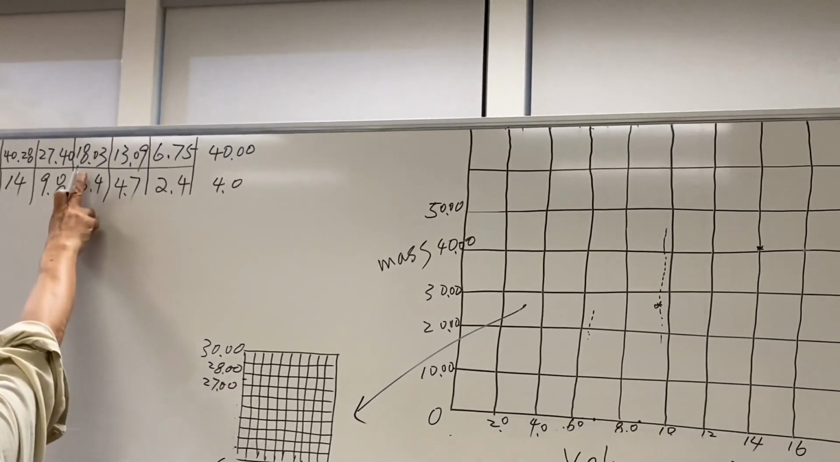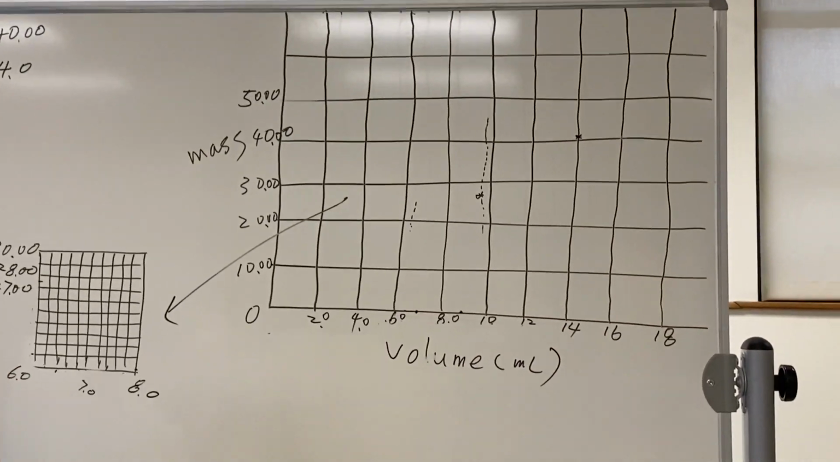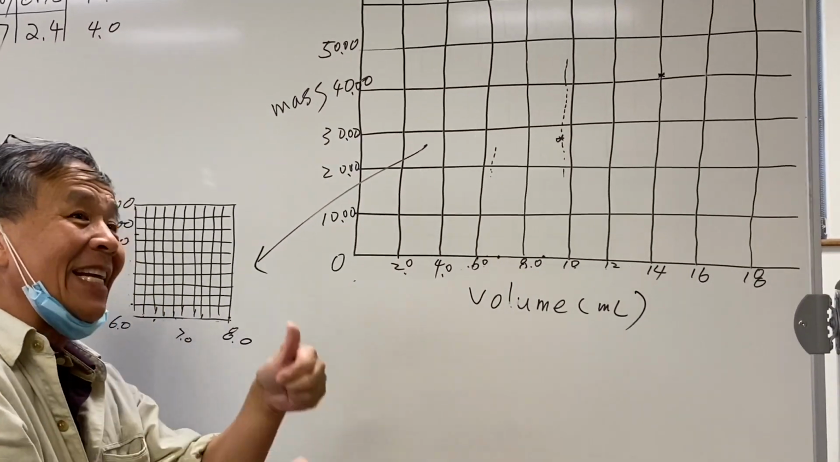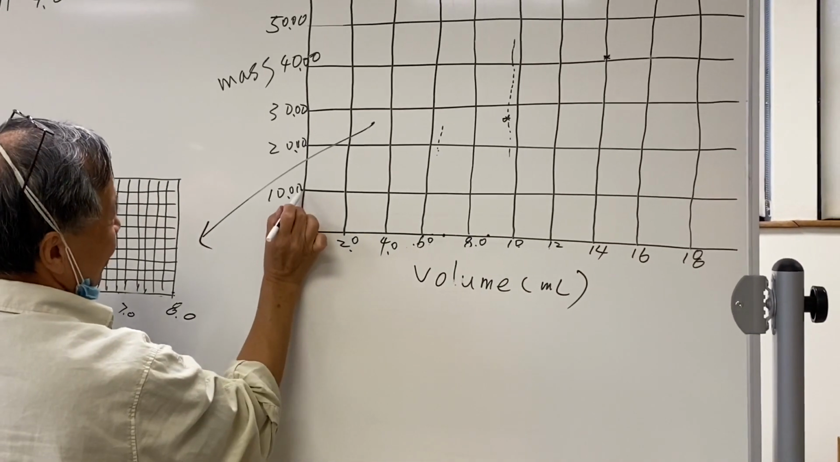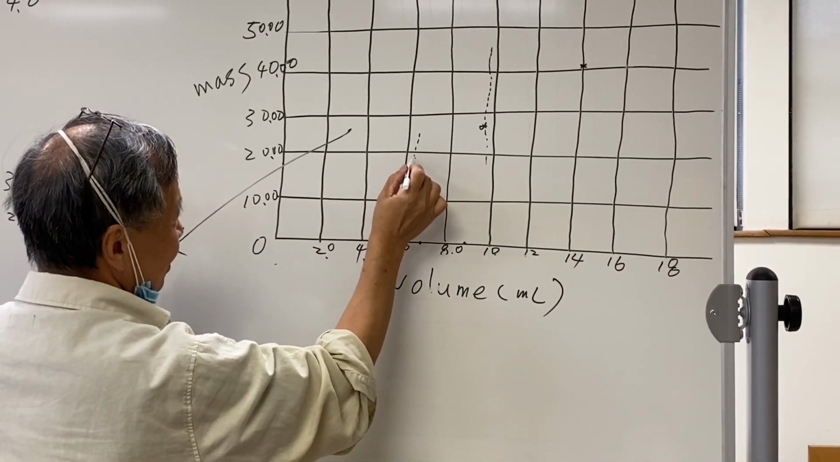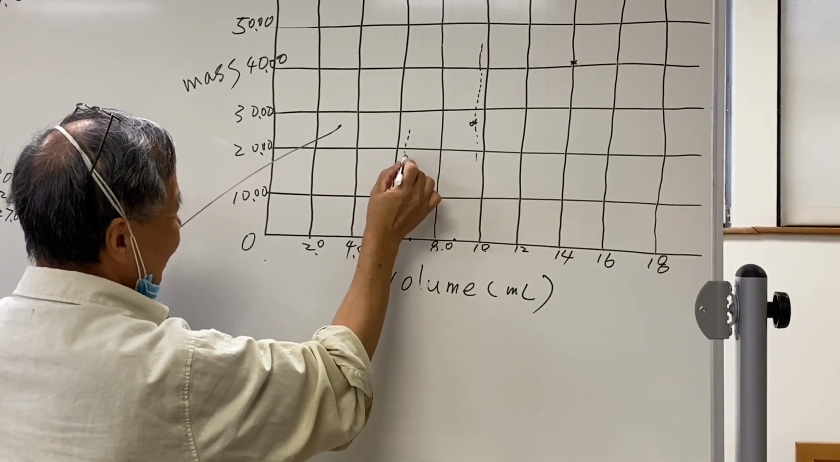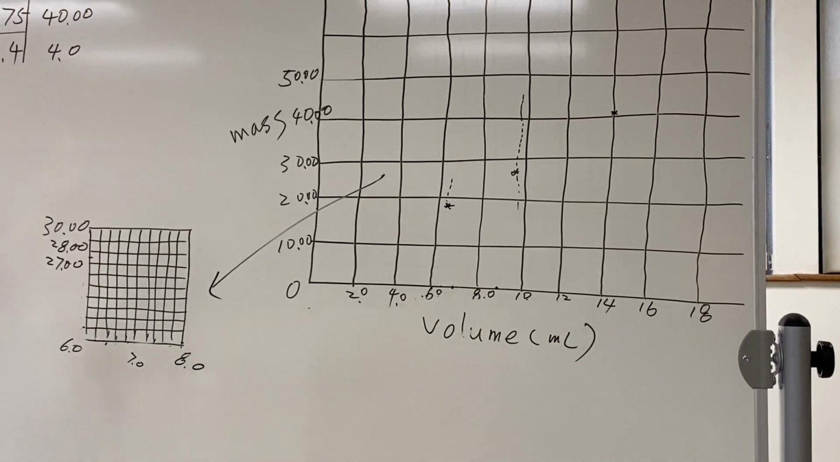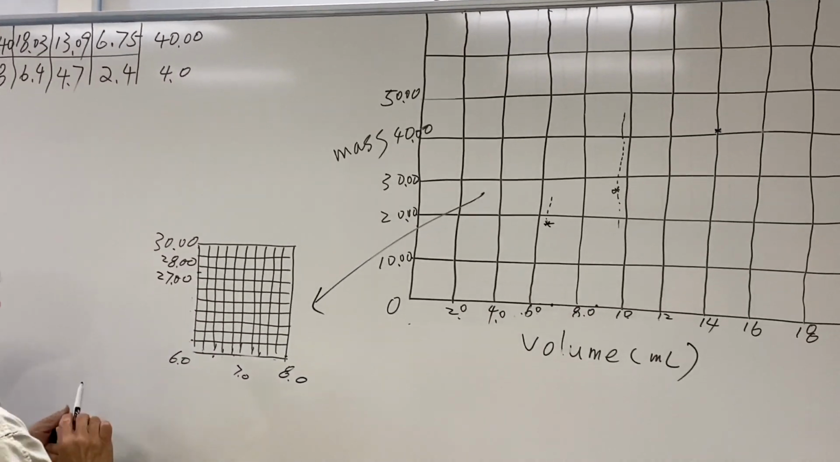And then the next one, 18.03. It's not 18.3, it's 18.03. So 10 is here, 18 is here, and then just a little bit past 18. All right, next one, 4.7.